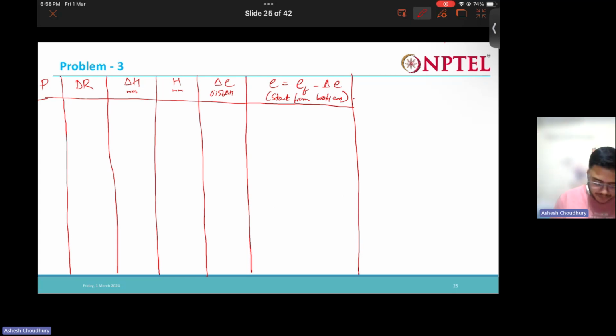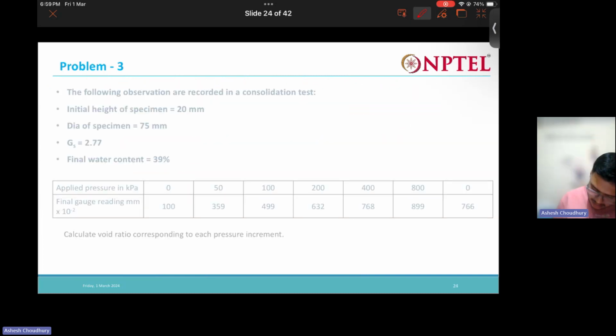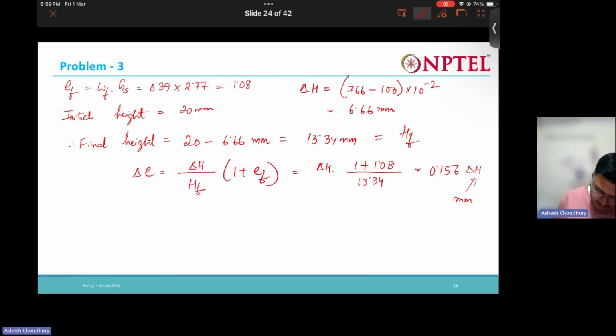Okay, so initially P is 0, the dial reading is 100. Let us write all the values. And how much? 899, 766.